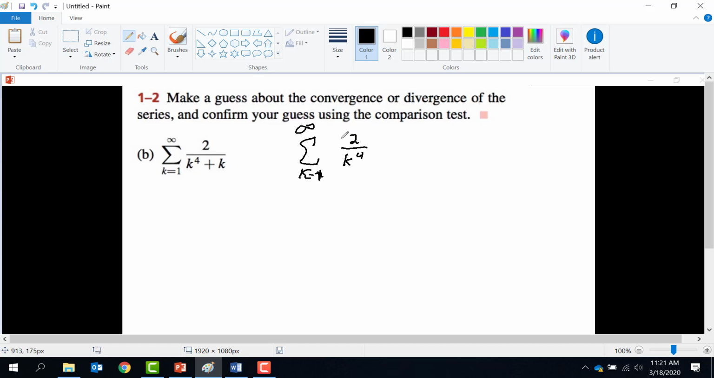Now you should know what this series does. That 2 is just a constant. You can pull it out. No need to show this work, but I will do that. You can pull it out using your limit laws, and this becomes a summation from k equals 1 to infinity of 1 over k to the fourth. This is a p-series, with p being 4, which is bigger than 1, so this converges.